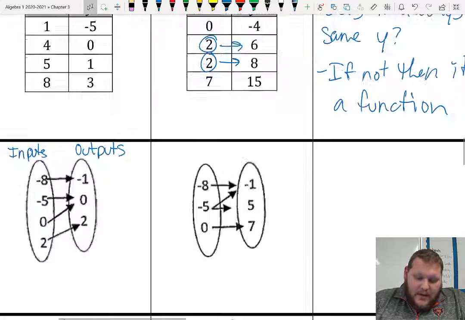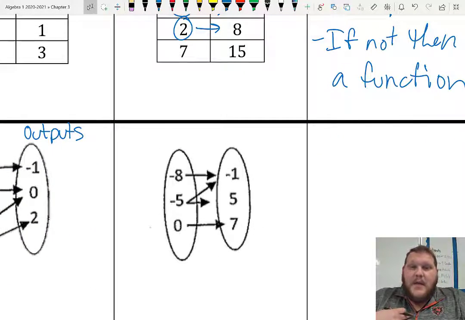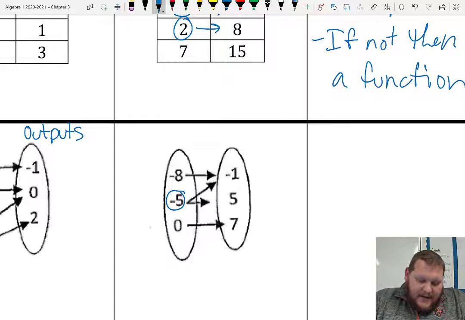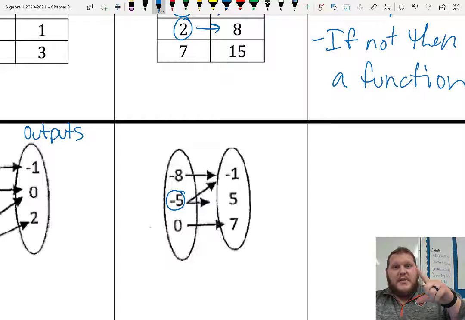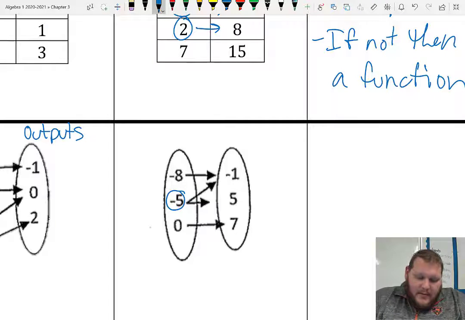Now, if we take a look at our non-example here, these ones to me are easiest to identify because we can see that this -5 has two different arrows coming off of it, meaning this input, this single x value, has two different y values. So that is super easy for us to key in on, that this right there, -5, is the reason that this is not a function. This is just a relation.